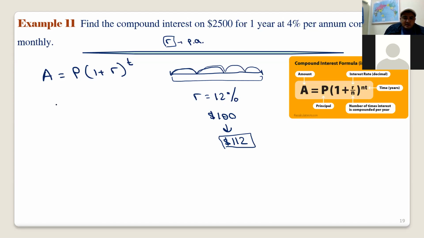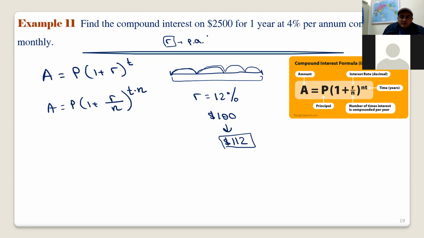So to make this adjustment, we need to divide R by the number of intervals in a year, N. If it is monthly, we divide by 12. If it is quarterly, by 4. If it is semi-annually, by 2. And if it is quarterly, we are compounding 4 times, right? So we need to multiply the time by N.